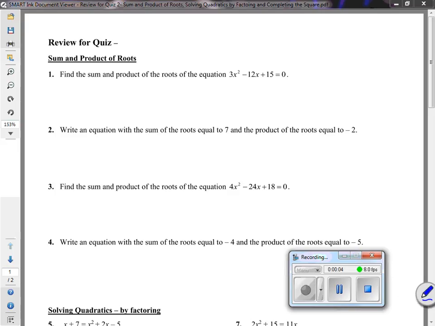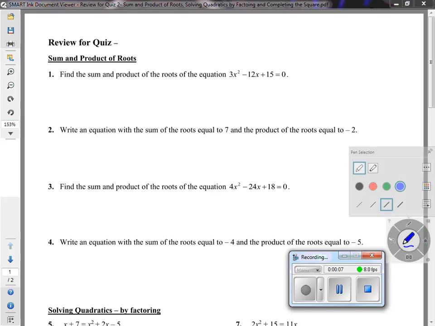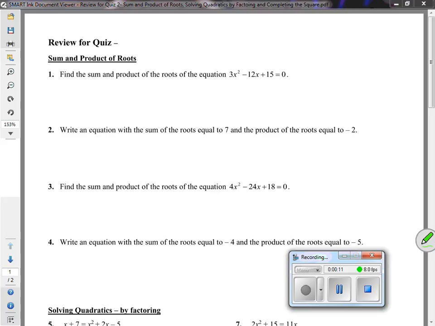Okay, ready? Ready? Okay, so I'm doing the first two and you're doing the second two out of each of the groups.